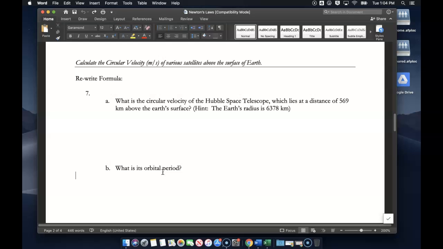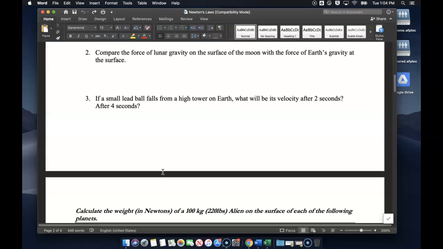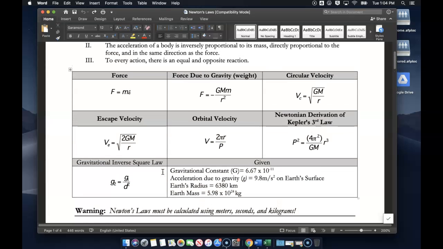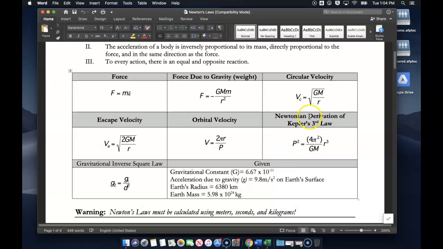It's asked also for you to get the orbital period of this particular satellite. For orbital period, we can actually go back to our equation for Newton's derivation of Kepler's third law, or right here. Okay, so we can plug in our value then.